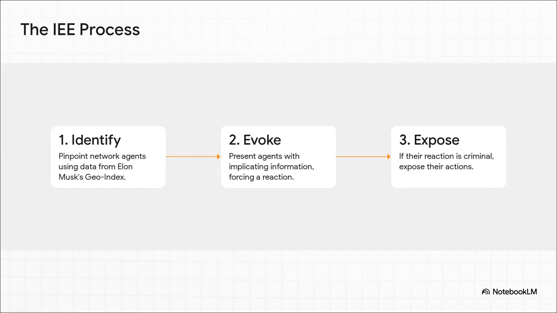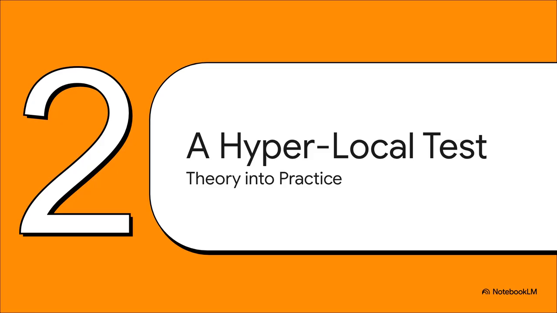Okay, let's break this down step by step. First up is identify. This is where a massive database, which the source calls Elon Musk's GeoIndex, is used to pinpoint the key players. Step 2 is evoke. That involves presenting those individuals with some implicating data to force them to react. And finally, the third step, expose, only kicks in if their reaction is actually criminal. So you can see it's a really calculated three-stage game plan. But a theory is just a theory until you test it, right? So let's dive into how this whole framework was put into practice in a very specific, super-controlled environment to see if it would actually work.